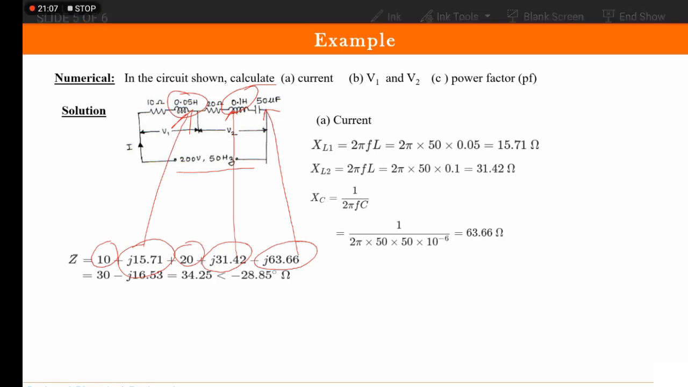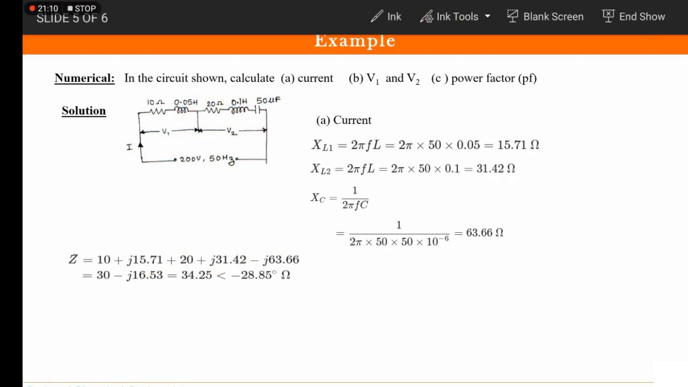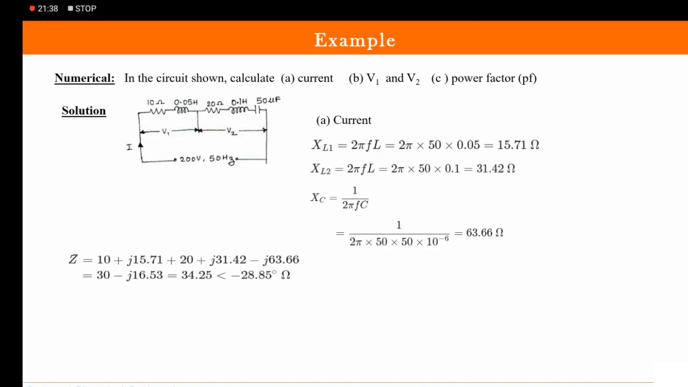Yes, so we will add, I'll just erase it. Yes, now it is clear. So 10 plus 20 comes out to be 30, and all imaginary parts are added with the signs, so we get minus J 16.53. So again it can be written in rectangular form like 30 minus J 16.53, or we can convert it into polar form, which comes out to be 34.25, and angle comes out to be minus 28.85. Okay, yes, so impedance is done.